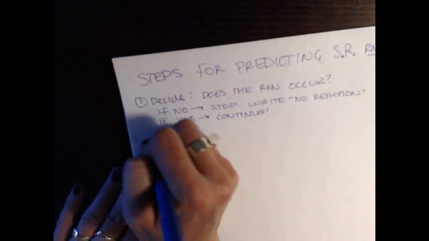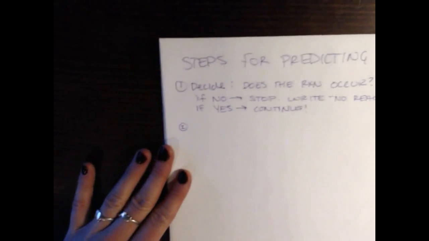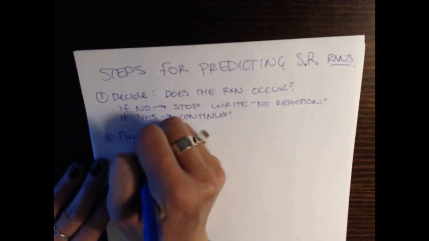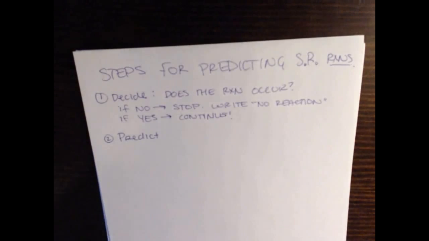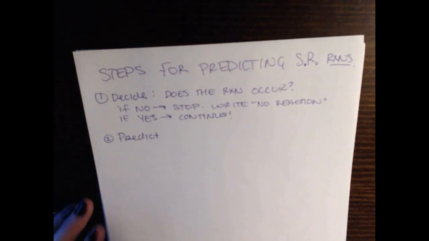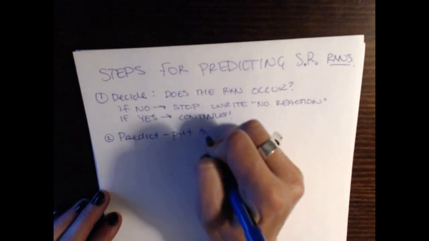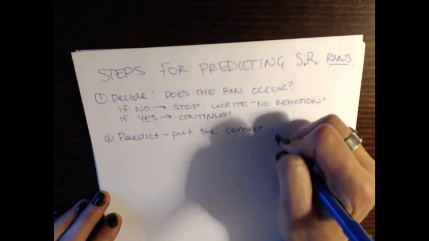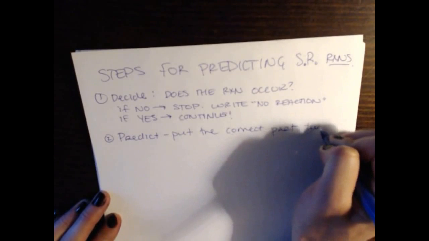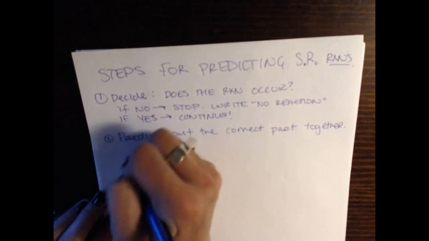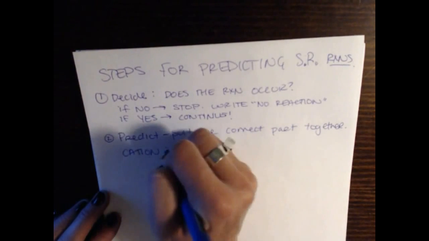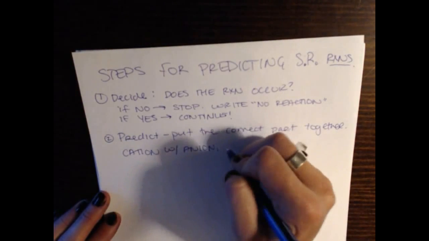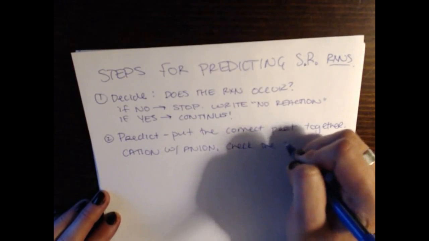So number 2. Oop, I'm getting the wrong way. Is predict the products. So if the reaction occurs, I'm going to go on to predicting the products. Put the correct parts together, cation with anion, and check the charges.